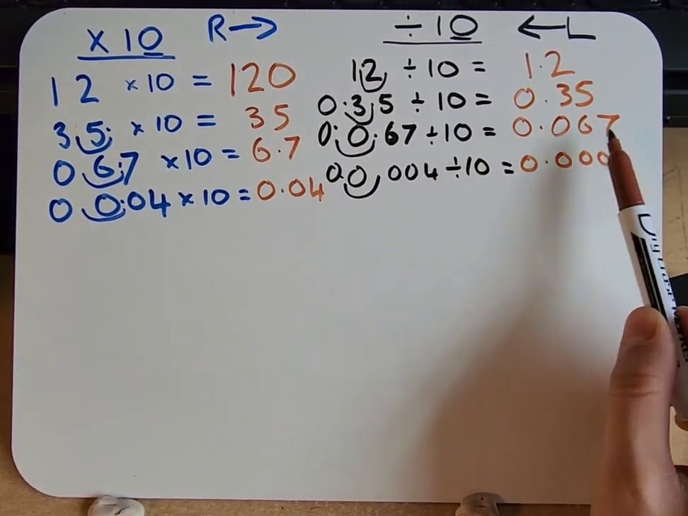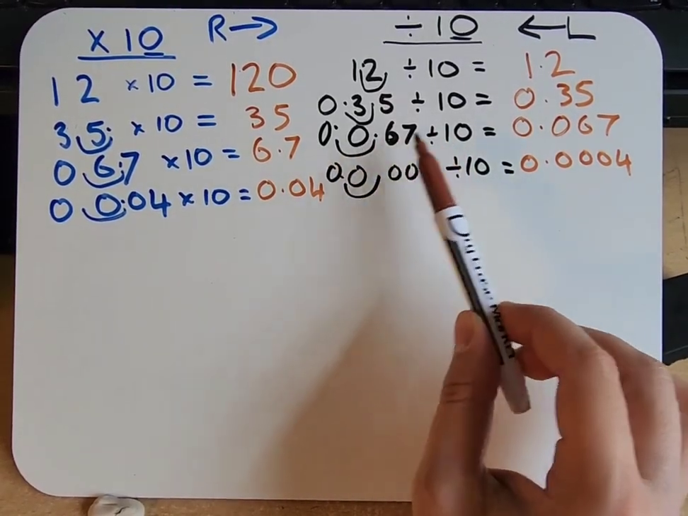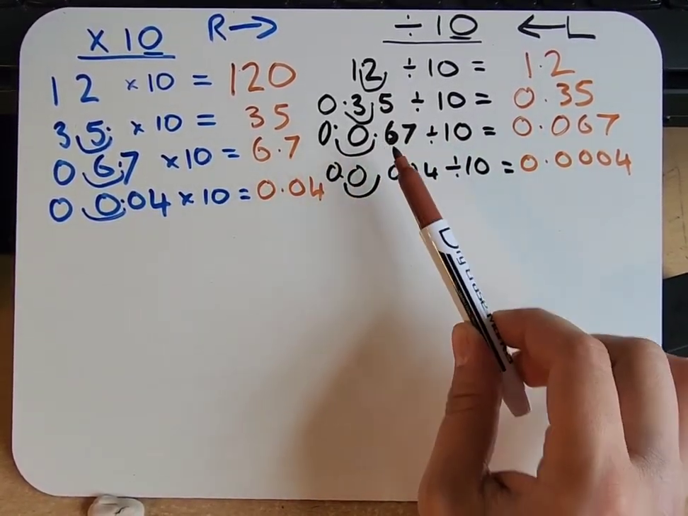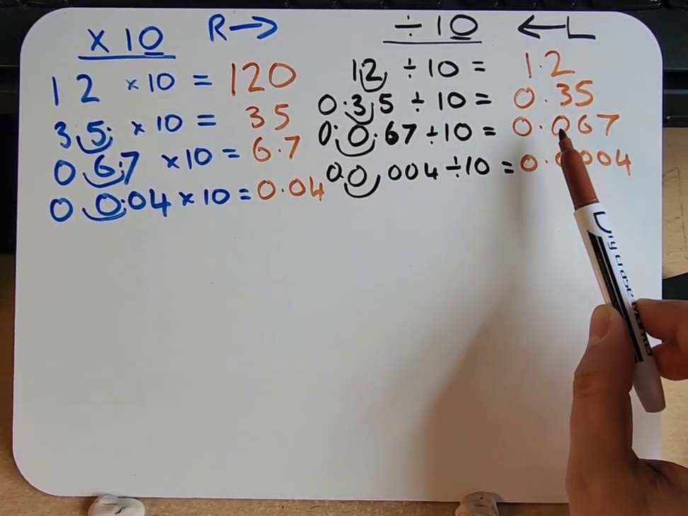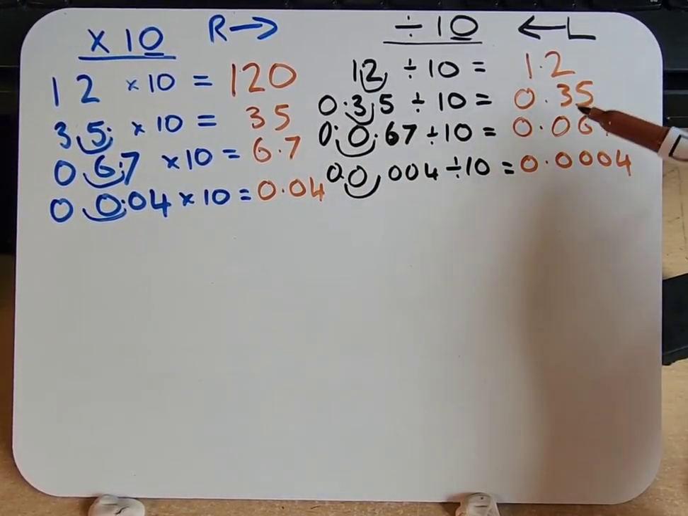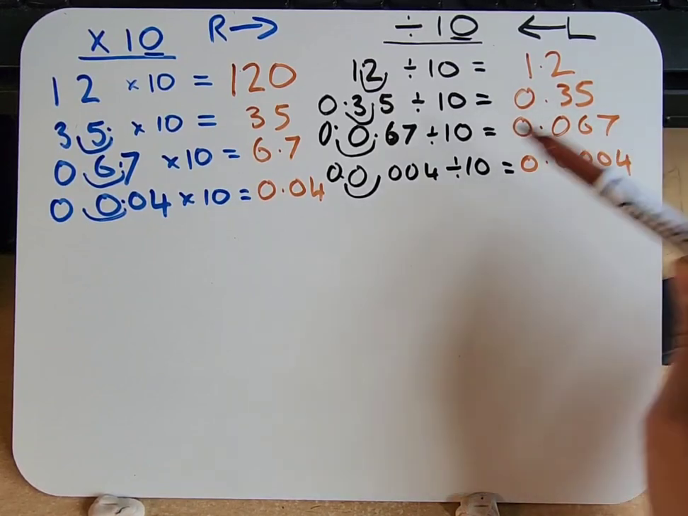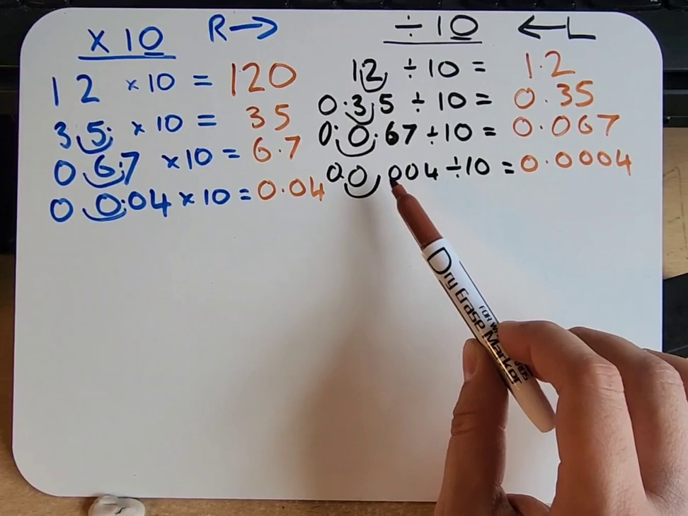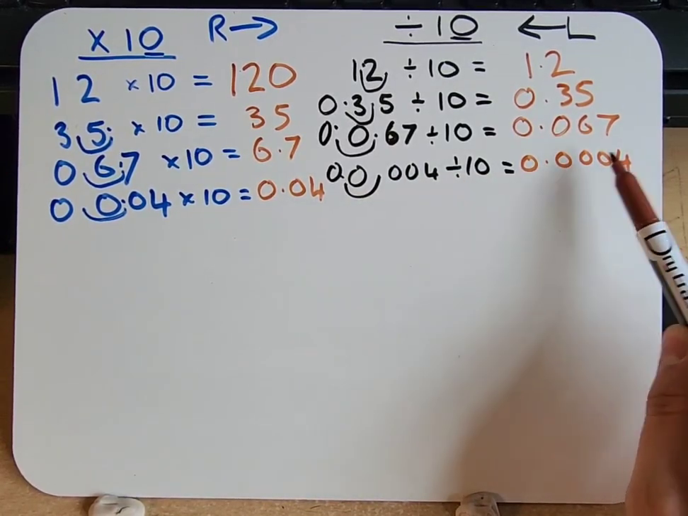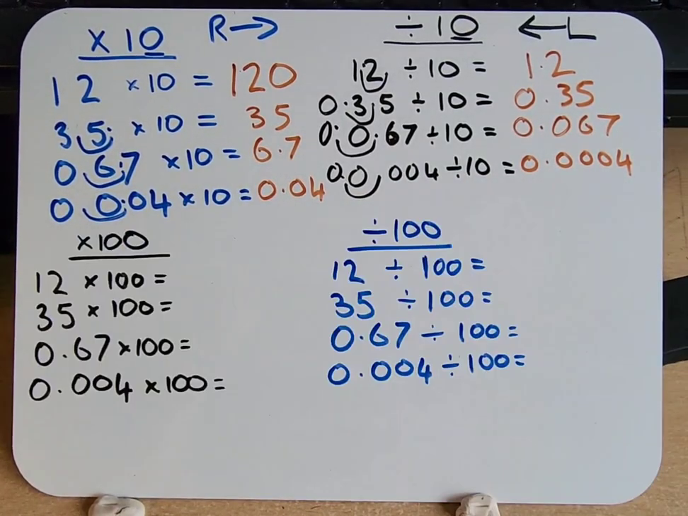So what we can see with these numbers that started off as decimals, less than the value of 1, it was 0.67, is that we have an extra 0 in between the decimal and our first significant figure. Same here, you had 2 zeros after the decimal, and now you have a decimal and 3 zeros before the 4.